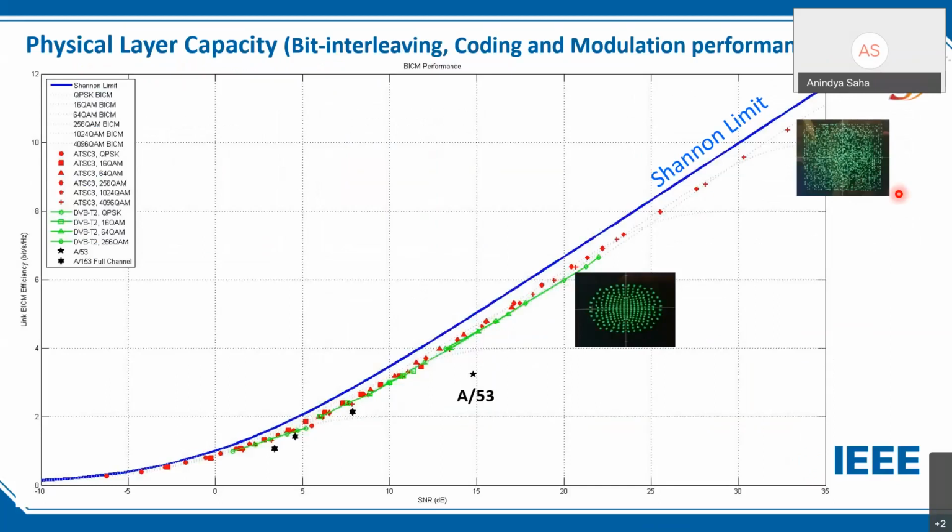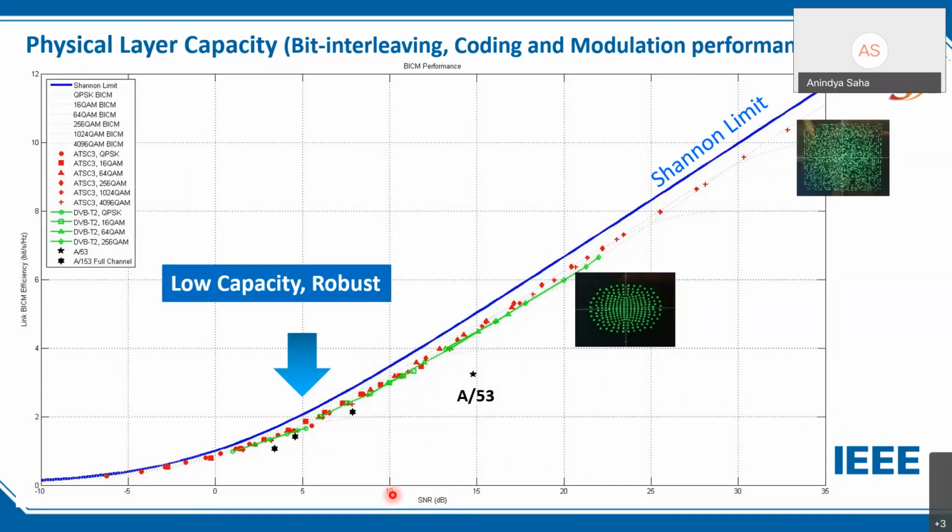You can interlink this with the previous slide. What we are showing here is the performance of the BICM, the bit-interleaved coded modulation module. On the x-axis, we are showing the SNR, and on the y-axis, the spectral efficiency. The blue line shows the theoretical limit of how many bits per second per hertz we can push through the air for a given SNR.